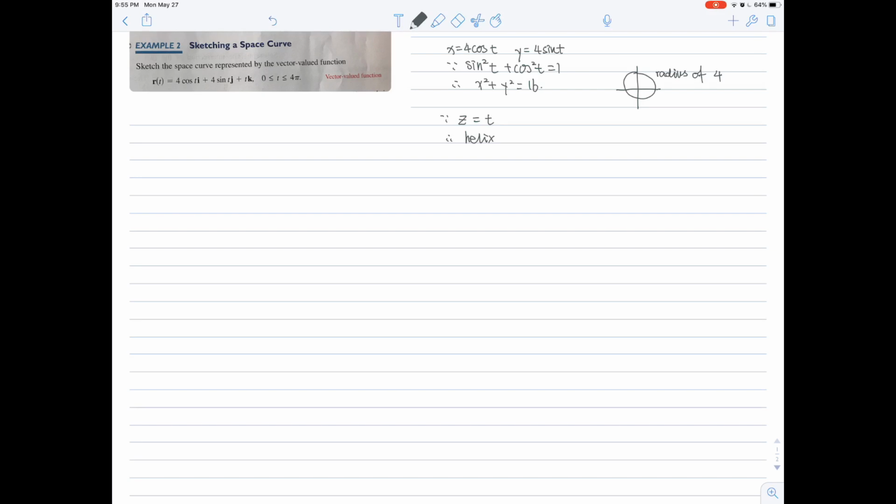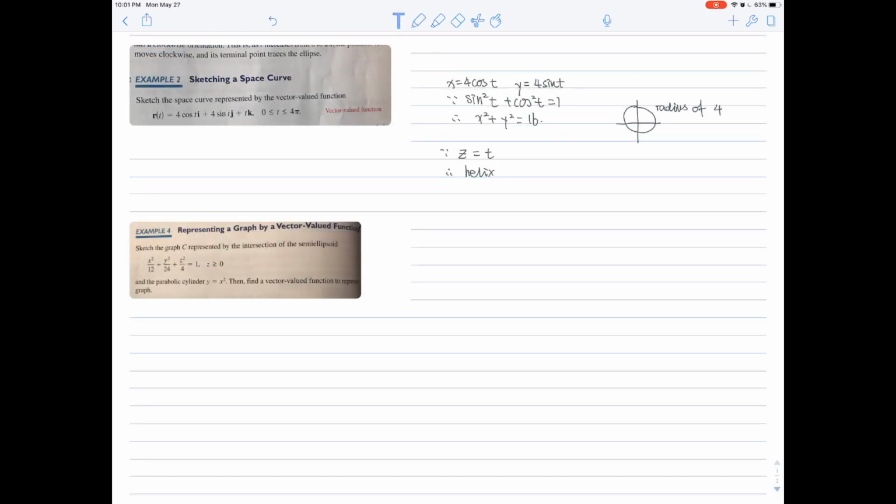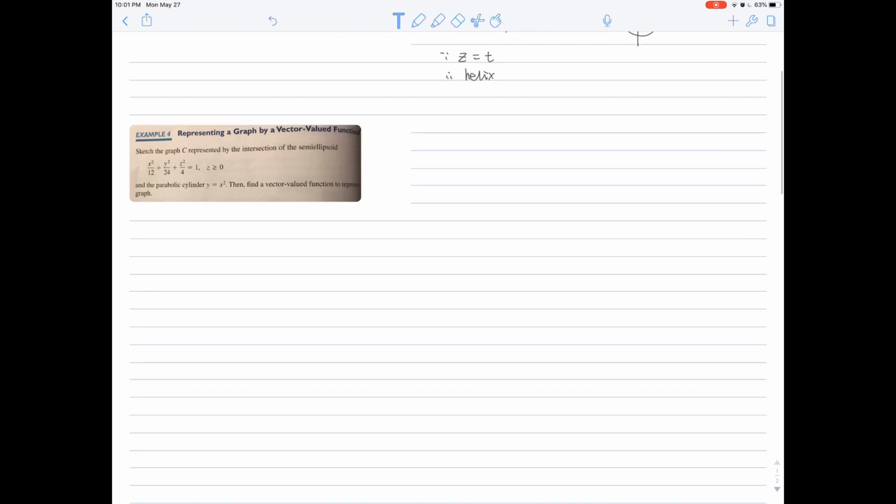We can also represent a graph by a vector valued function. Let's do example 4. Like many other questions, we need to choose our own parameter, and the natural choice of parameter is usually x = t. Since y = x² and x = t, we get y = t².